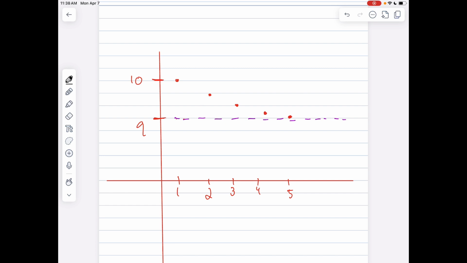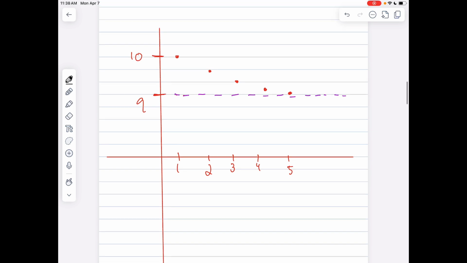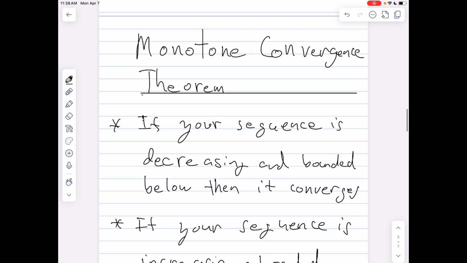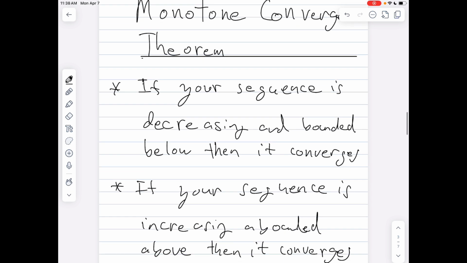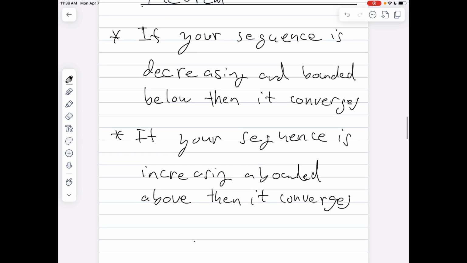Now, how do I actually prove this convergence? Well, we're going to use this graph as a motivator, let's put it that way, to look at this theorem. So we have a theorem called the monotone convergence theorem, which says if your sequence is decreasing and bounded below, then it converges. If your sequence is increasing and bounded above, then it converges.